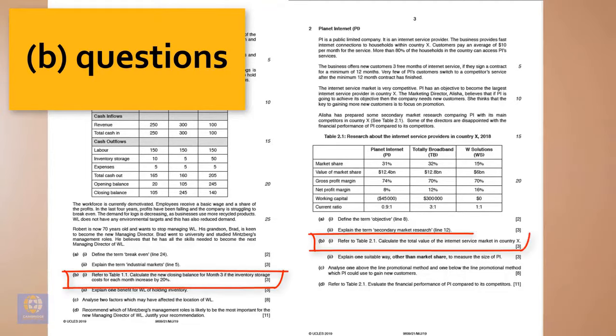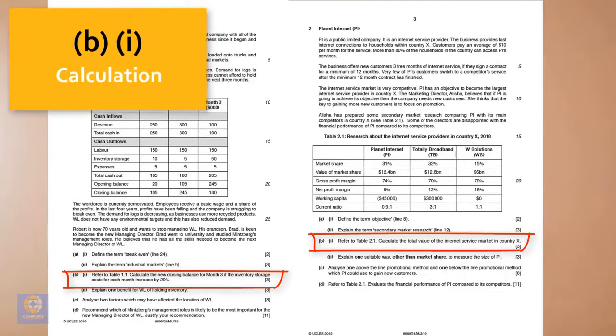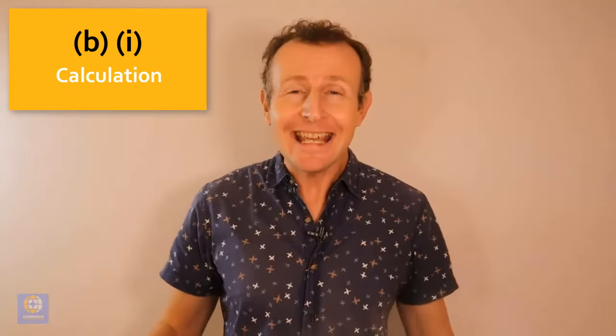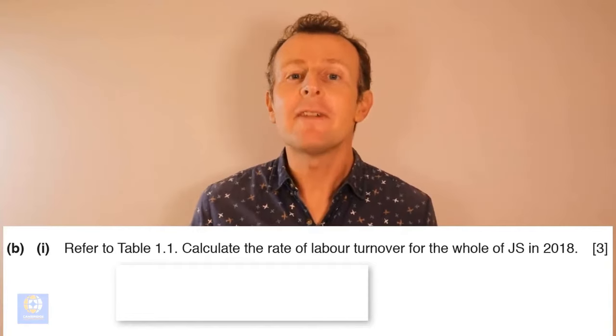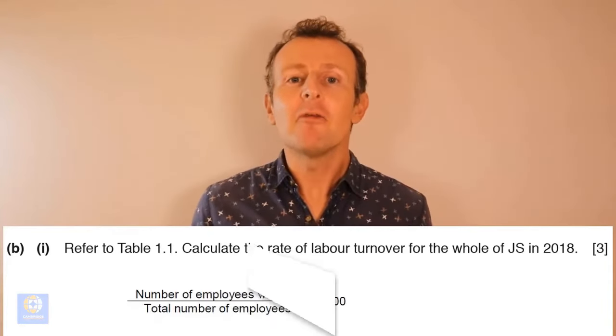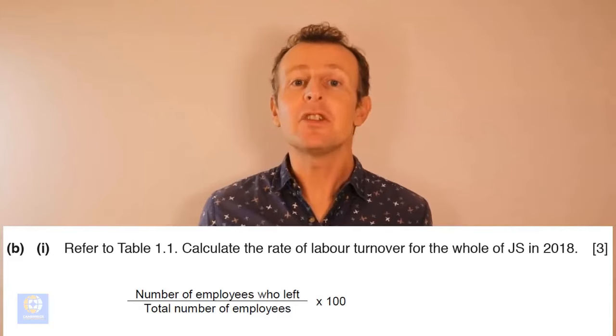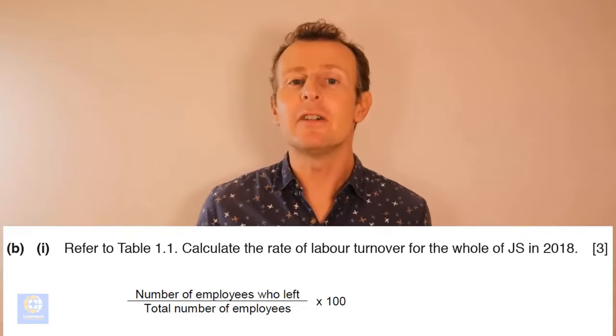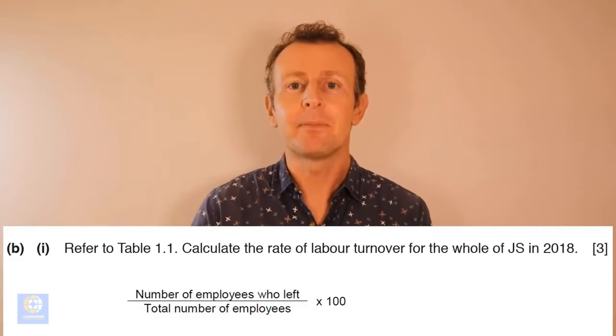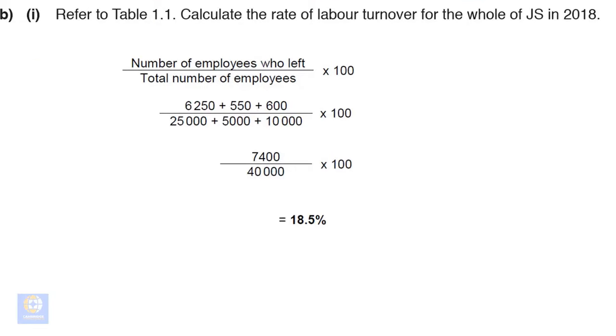Unlike Paper 1, you always have 2 short calculation questions on Paper 2, nearly always question B, Part 1. It's easy to spend too much time on this question, so set yourself the limit of 5 minutes. The calculation itself is usually straightforward. Finding the figures can be difficult. Write down the formula to guide you. So labour turnover is the number of employees who left over the total number of employees times 100. Here you can see the full working out, which gives us the answer of 18.5%.